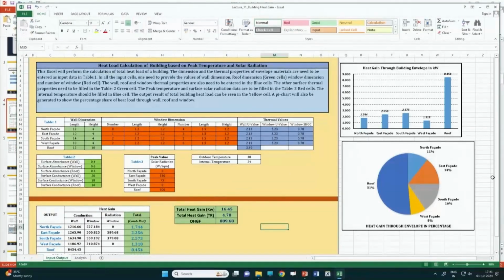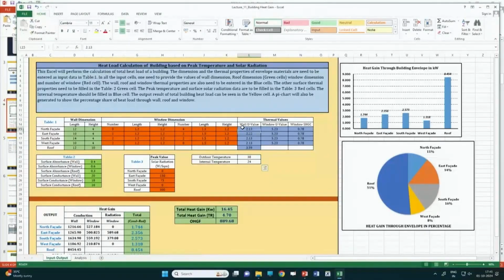So, ultimately you will get the total chart ready, and the value from the north facade is 1.744 kilowatt heat gain. This bar chart will show you the heat gain through different envelope parts: north, east, south, west and roof, and this pie chart will give you the percentage. So the roof is the maximum, 51% of the heat gain is through the roof. Here I have taken only the outdoor and indoor temperature difference.